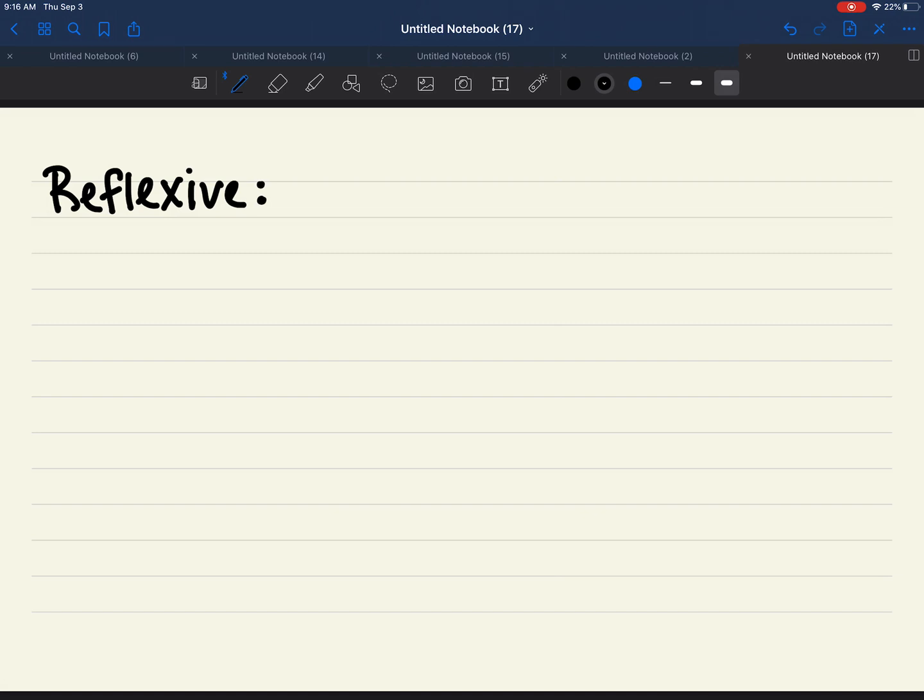Okay, reflexive property is the most simple one. It just says if you have A, that you know A is also equal to itself, right? Or if you have the number 6, we know 6 is equal to 6. So reflexive property is simple and straightforward, okay?